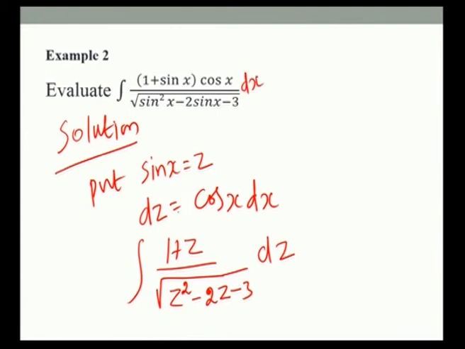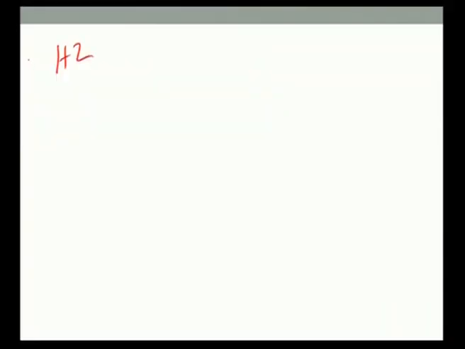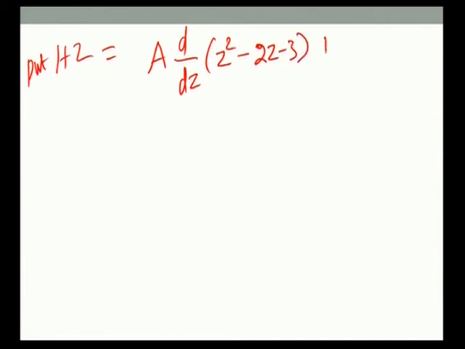So instead of cos x dx, dz can be substituted. Now we change the integral to a form linear over square root of quadratic. Now again do a substitution, the method of substitution. Substitute 1 plus z is equal to a into d by dz of z square minus 2z minus 3 plus b. We learned this step in type 2.